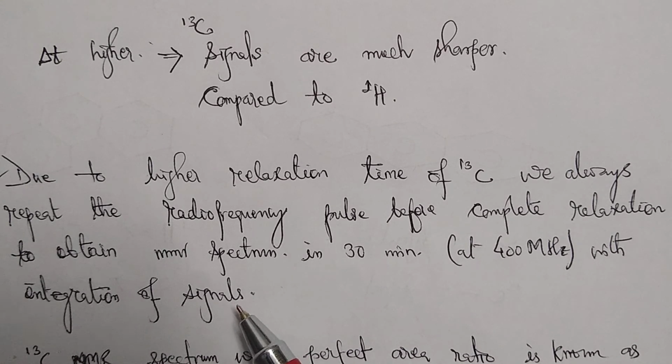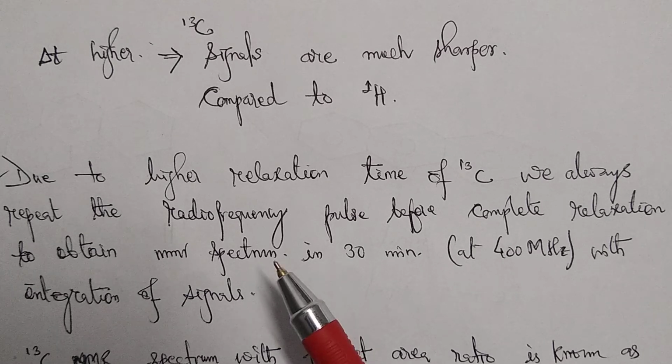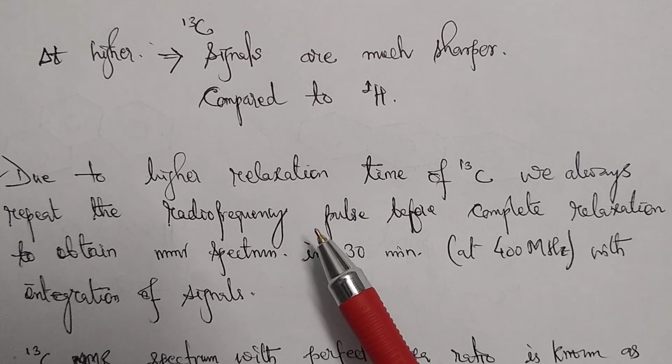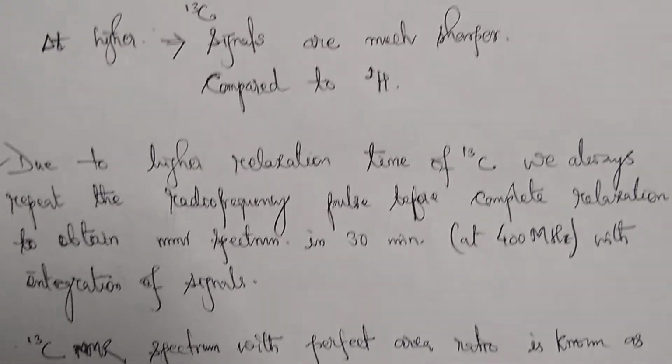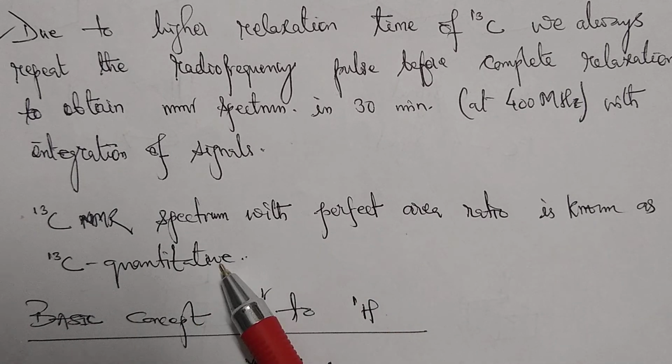To equalize the recording time for 13C NMR, we always compromise with the area ratio of the signal. So to obtain the consistent area ratio of the 13C signal, it is necessary to repeat the radio frequency pulse after complete relaxation, and it will take more time, around 4 to 5 hours for a 13C NMR spectrum. The 13C NMR spectrum with perfect area ratio is known as 13C quantitative.